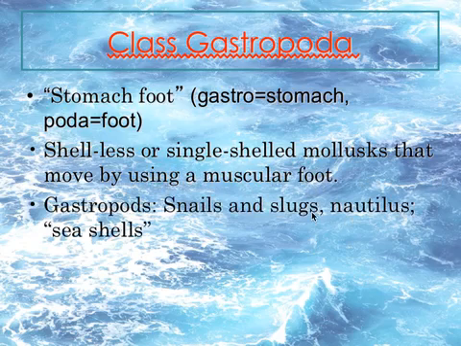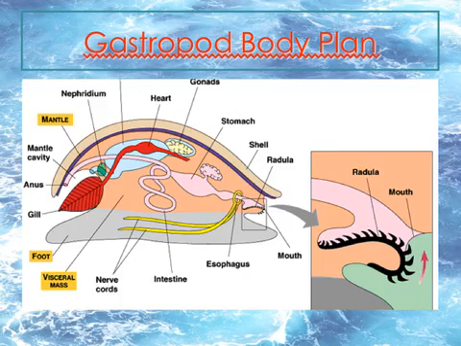The common names are, I'll refer to them as gastropods all the time. That's somewhat a common name. But other than that, there's snails and slugs. Something you may be a little less familiar with are nautilus. And then seashells come from members of Gastropoda, and we'll look at a picture.